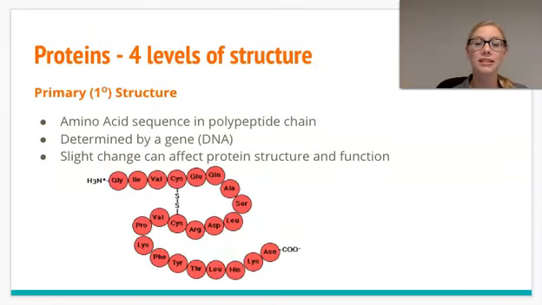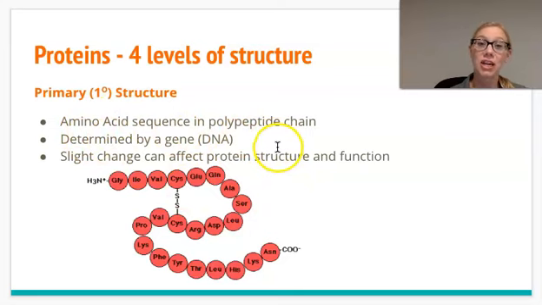So proteins, if we take it a step further, have different levels of structure. The primary structure of proteins, or the first level of protein structure, is basically just the amino acid sequence in the polypeptide chain. It's determined from your DNA sequence, right? You look at your DNA code and that will code for a specific amino acid, and then we just put them together.